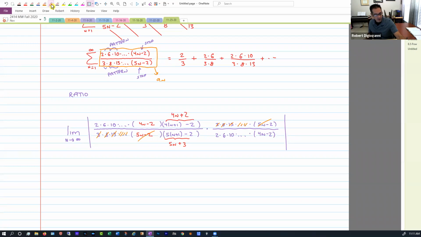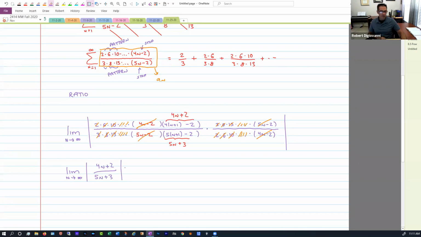And also on the numerators, the 2 here cancels with the 2, the 6 cancels with the 6, the 10 cancels with the 10. Everything in the dot, dot, dot cancels with everything in the dot, dot, dot here. And there it goes. The 4n minus 2 cancels with the 4n minus 2. So the only thing left after you do all this is the absolute value of 4n plus 2 over 5n plus 3.